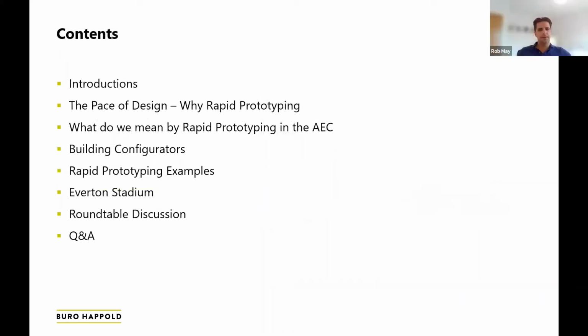So, a brief overview: introductions, and then the pace of design. Why rapid prototyping? Why we're looking at doing things differently? What do we mean by rapid prototyping in the AEC? Because it's not a new term that we've invented. Briefly then, building configurators and what we mean by that as an evolution of rapid prototyping. Then some rapid prototyping examples, and then into a bit of detail in Everton Stadium. And Nick's got some great slides and insights around the design of Everton Stadium.